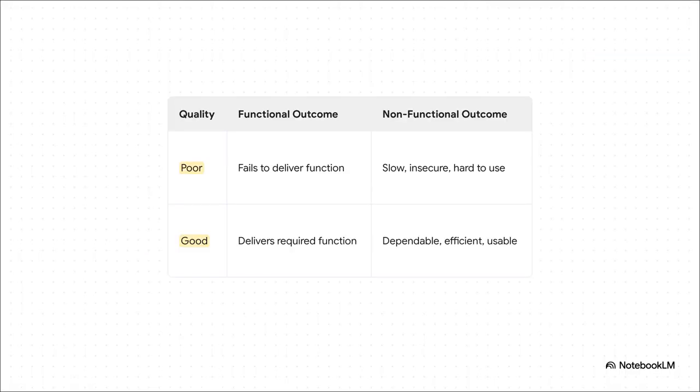Yeah, this table lays it out perfectly. If the requirements are poor, the system might not even do the basic thing I asked for. That's what we call functional dissatisfaction. Right. Or maybe it technically works, but it's painfully slow, it crashes constantly, or it's not secure. That's a failure of what we call non-functional requirements. All that stuff like performance, reliability, and usability. Good requirements have to cover both.